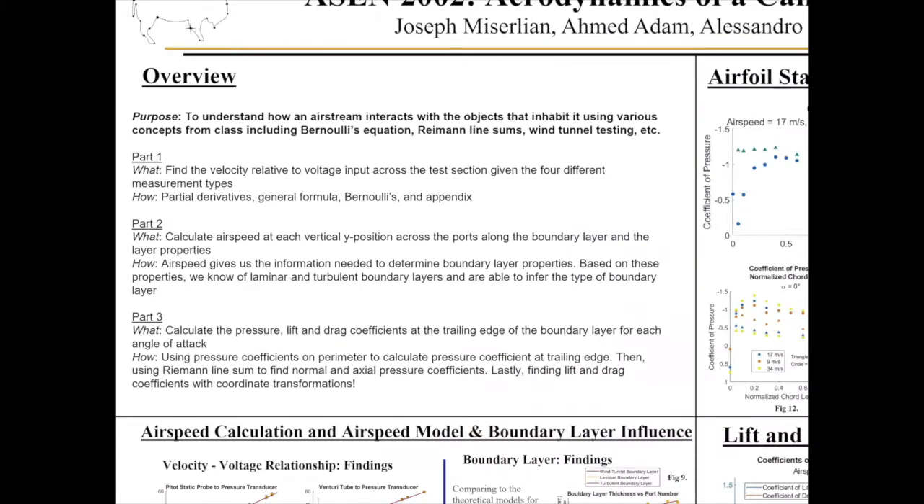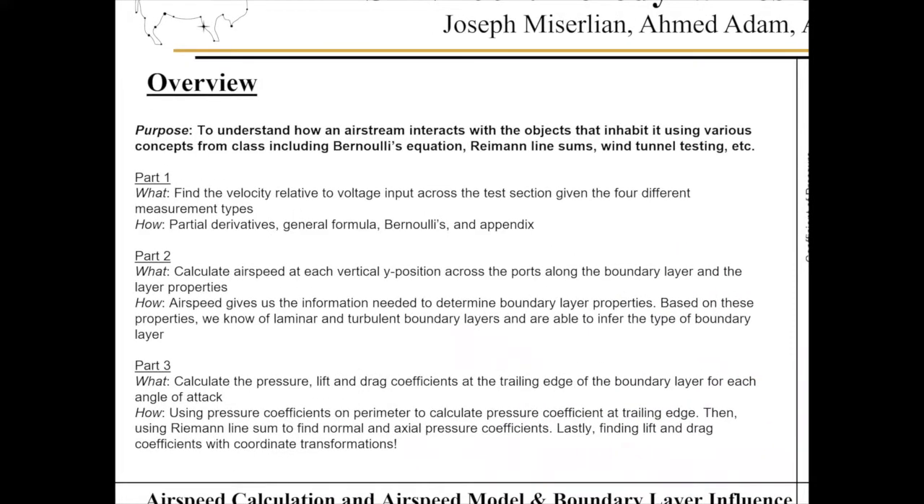Our presentation here is broken up into 3 different parts. So for the first part here, we were asked to find the velocity relative to voltage input across the test section given 4 different measurements. This involved taking the partial derivatives of each variable in the given equation and using the general formula of propagation of uncertainty and utilizing the appendix of given values.